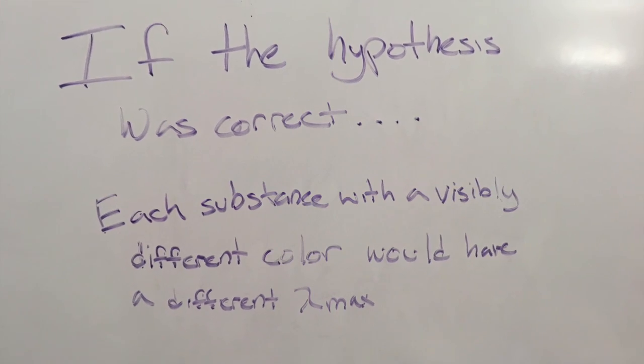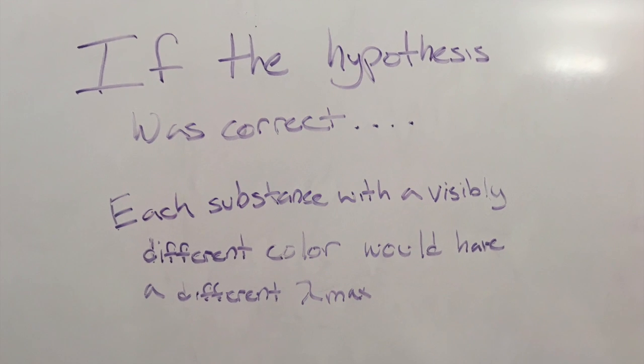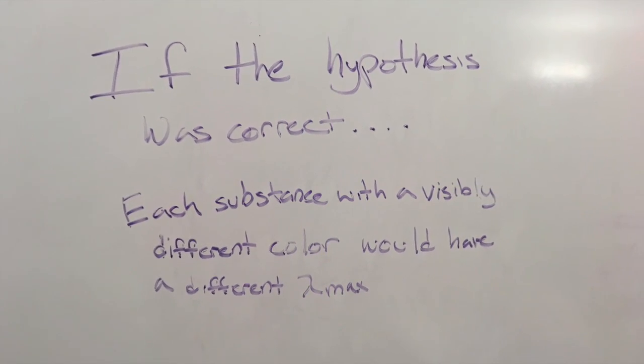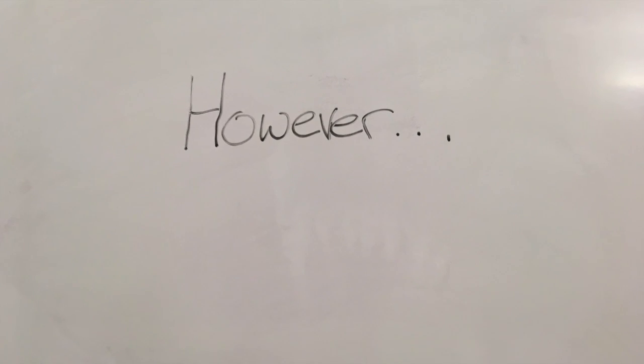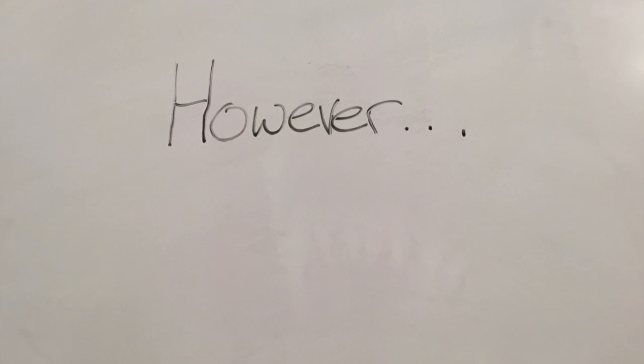In order to determine if the hypothesis is correct, we first have to determine what the data would look like if it was correct. This is a sketch of what the emission spectra would look like if the hypothesis was true, and we tested green dye, red dye, and a 1-to-1 green and red dye, which would be visibly orange. However, that is not the data we got.